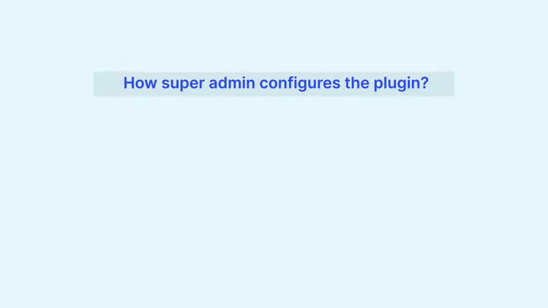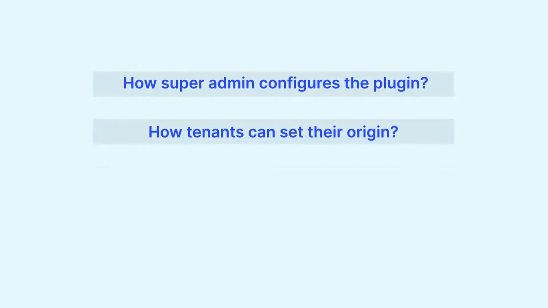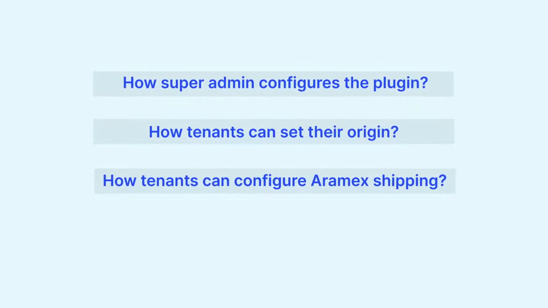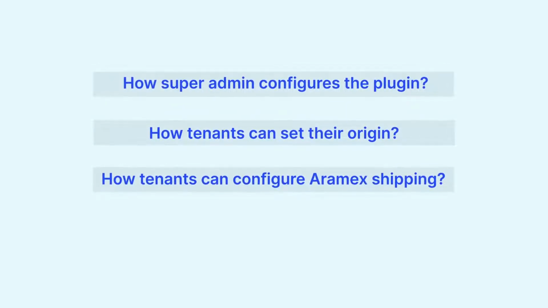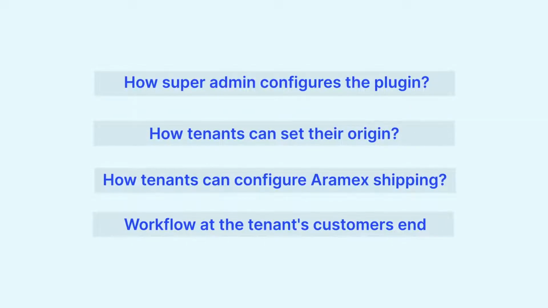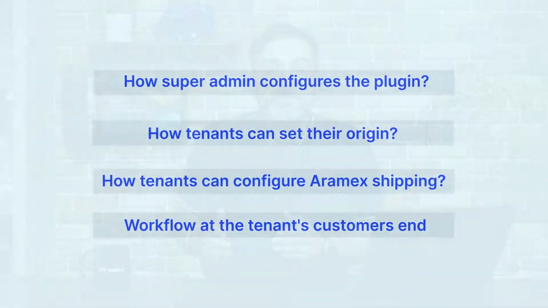So in today's video tutorial, we'll be checking out how the super admin would be able to initially configure the plugin in the first place. Then we'll be checking how the tenants would be able to set their origin, and how the tenants would be able to configure the Aramex shipping under their own site there in their respective admin backend panel. And then we'll be seeing the workflow at the customer's end, how the customers would be able to purchase the products from the tenant store at the tenant website front end, and how they can access or select the Aramex shipping at the checkout time to place the orders there.